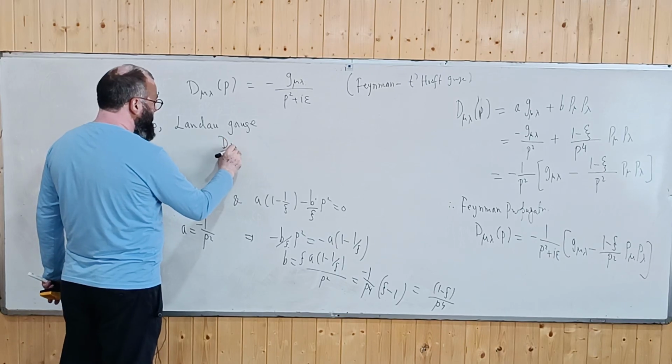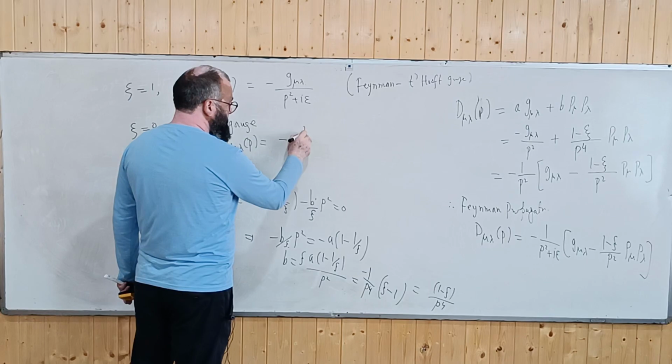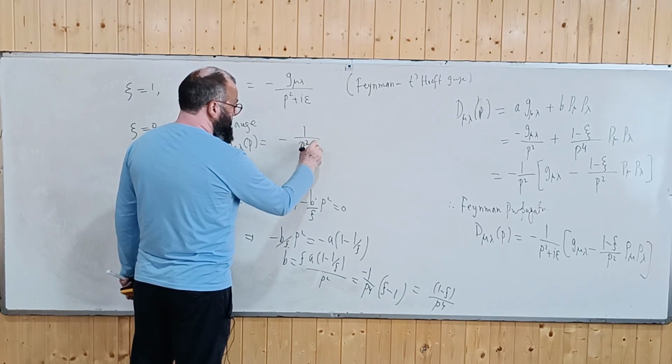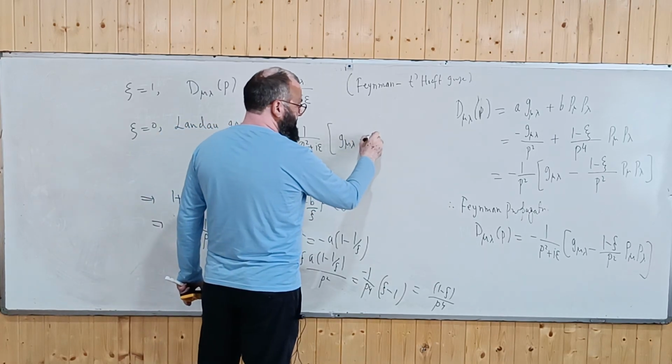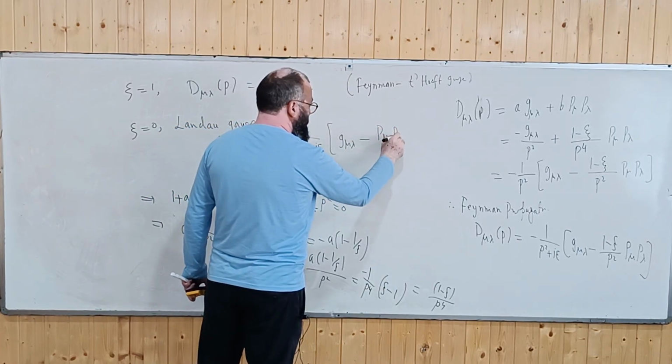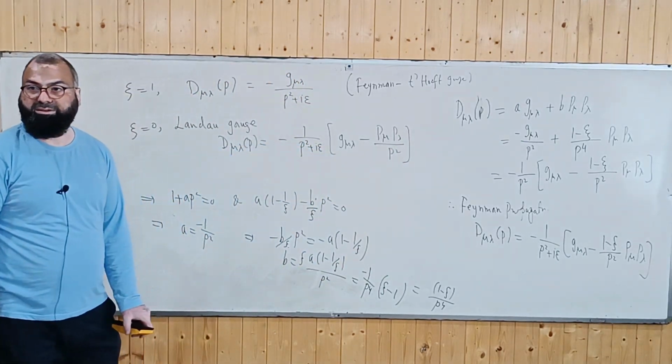So what is D mu nu here? It is something like minus 1 by p square plus i epsilon, times g mu lambda minus p mu p lambda by p square. So this is the propagator in the Landau gauge.